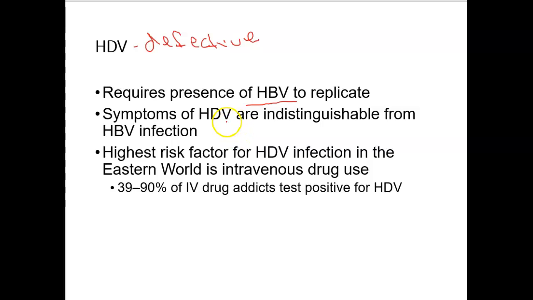the signs and symptoms of hepatitis D alone are kind of nothing. But if you also have hepatitis B, it's just bad hepatitis B. And you don't really know you have both unless you're screened. You have an ELISA or they look for the genome of hepatitis D. Now, this is spread through the same mechanisms as hepatitis B, but the biggest risk factor is IV drug use. In fact, depending on where you live in the world, between 39 and 90% of IV drug users are positive for hepatitis D.